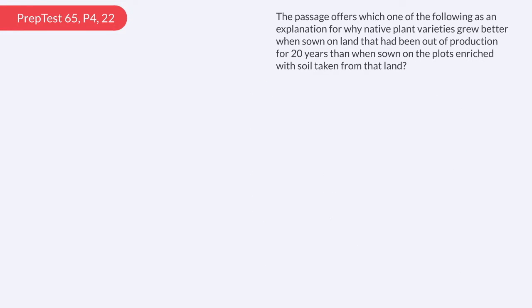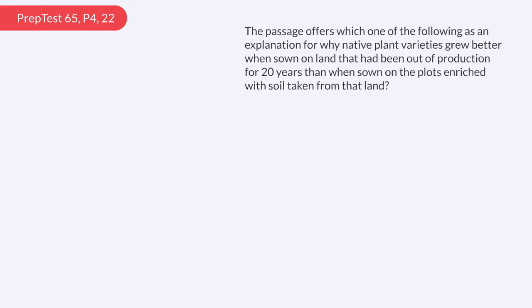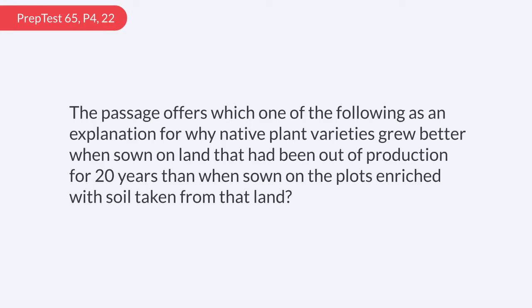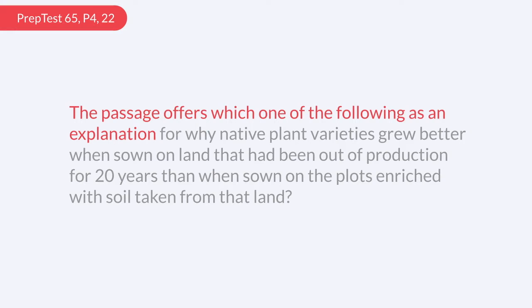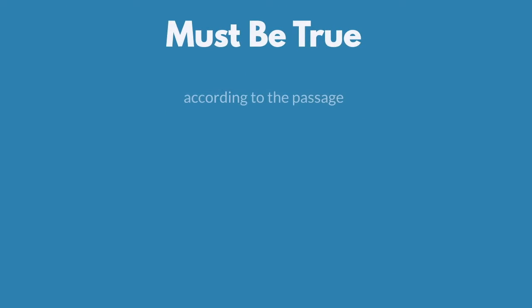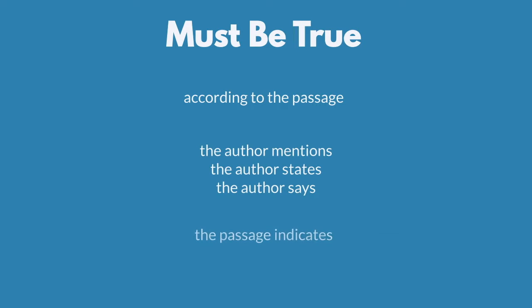Welcome back. So what kind of question type is this? This one is asking for an actual fact. Which of these was offered in the passage as an explanation? The other must-be-true wordings are things like, according to the passage, what did the author mention, state, or say? What did the passage indicate? All of these phrases should make you think, hey, not too bad. They're just literally saying, go find me this detail.